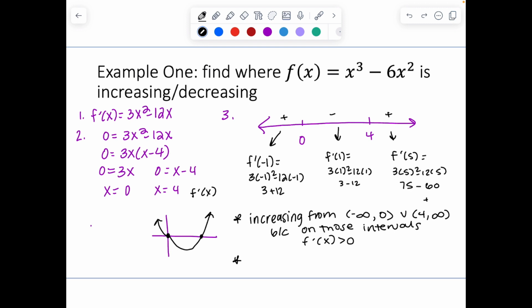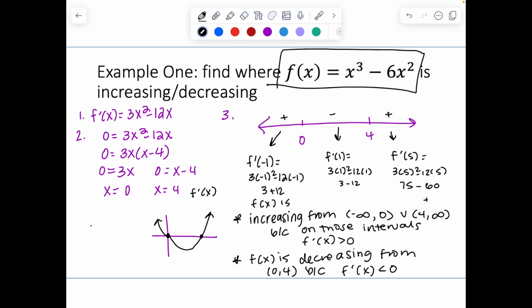So, the thing that is f of x, I can write that down. That helps. f of x is increasing. So f of x is decreasing from 0 to 4 because f prime of x is less than 0. And if you want to check your work, go ahead and graph this in Desmos, and you'll see that it really is increasing from negative infinity to 0 and 4 to infinity, and decreasing from 0 to 4. So that's the process.